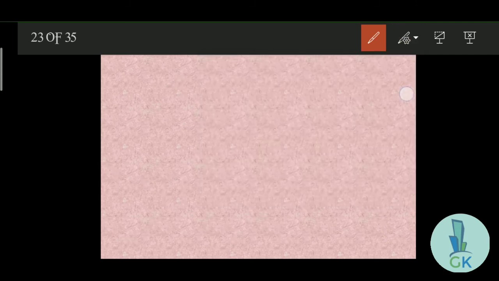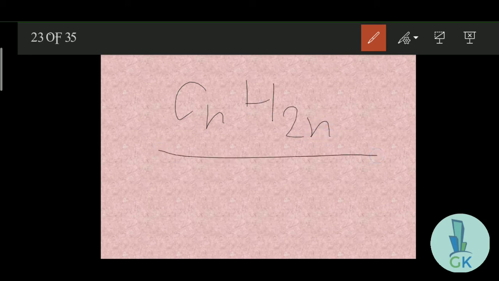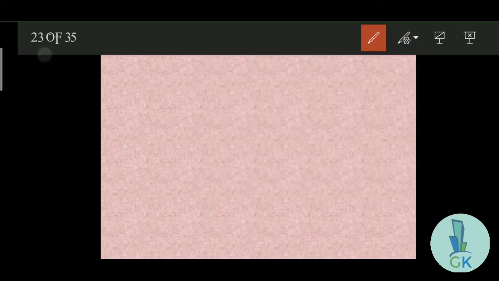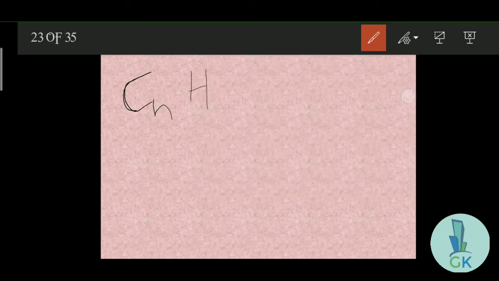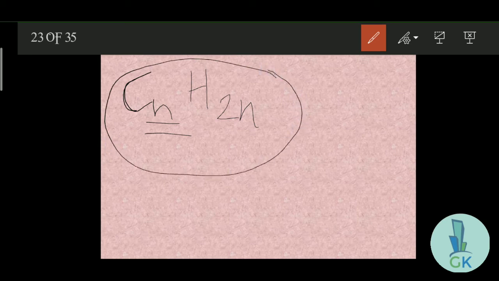So the general formula for cyclopropane is CnH2n, the same as the alkenes. I think it is clear to you. So the general formula for cycloalkanes, that means saturated cyclic hydrocarbons, is CnH2n, where n represents the number of carbon atoms, and this formula is similar to the formula of alkenes.